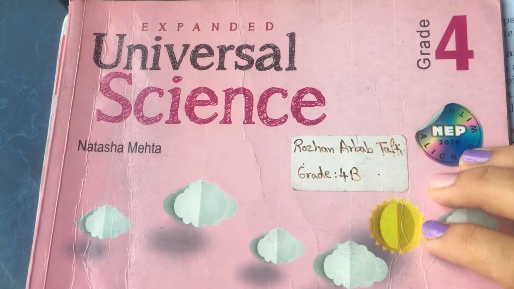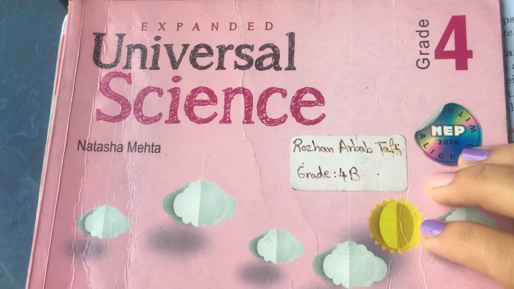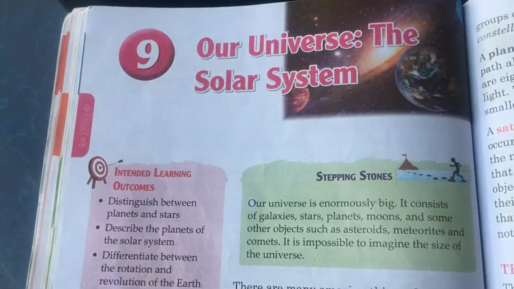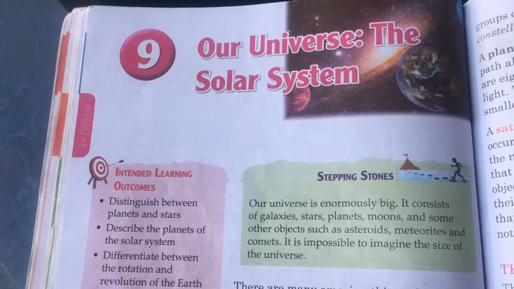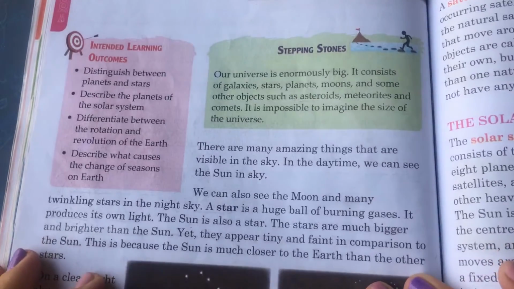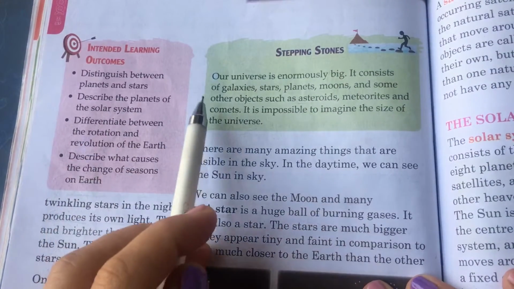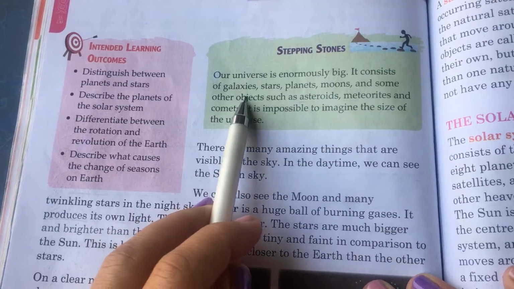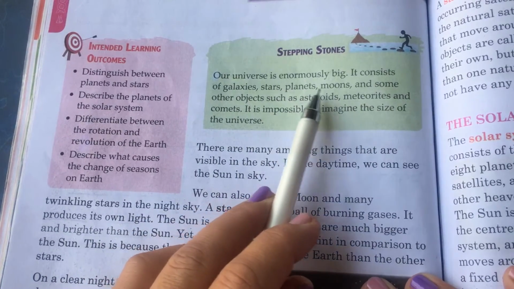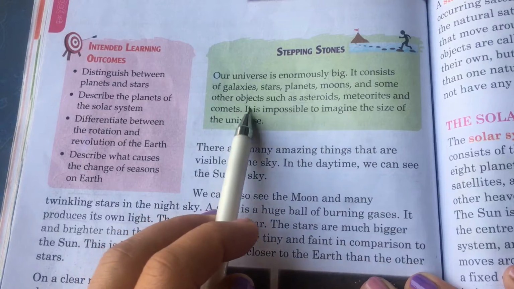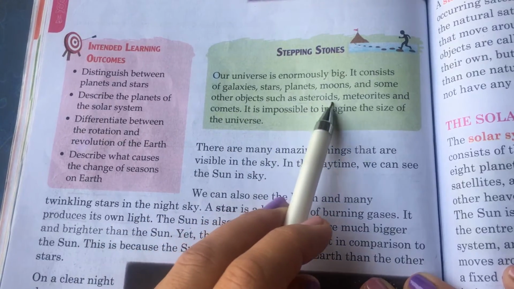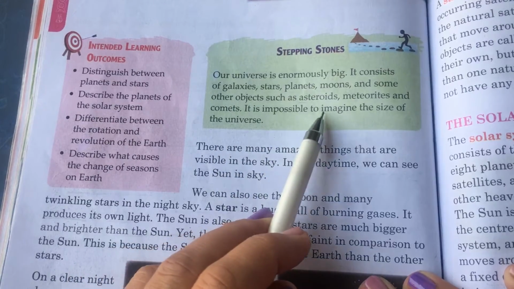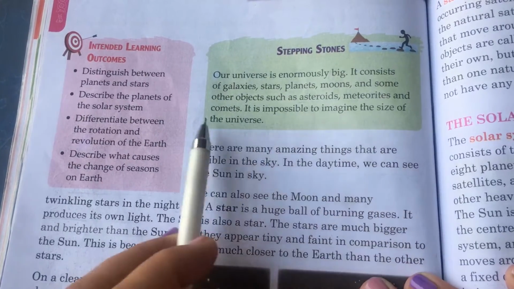Today we are starting with your Universal Science Class 4, Chapter 9. And the name of the chapter is Our Universe, the Solar System, Stepping Stones. Our universe is enormously big. It consists of galaxies, stars, planets, moons, and some other objects such as asteroids, meteorites, and comets. It is impossible to imagine the size of the universe.